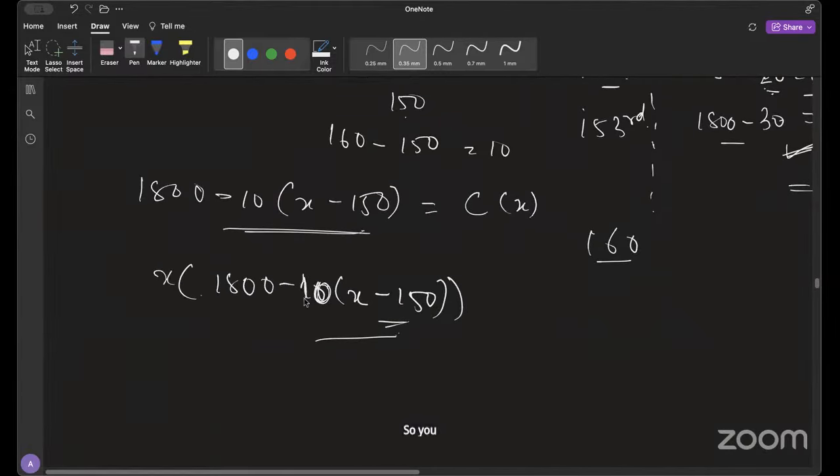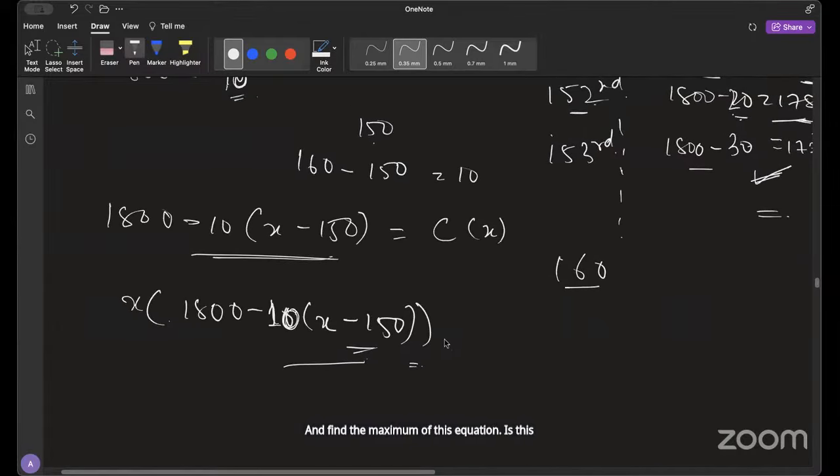So you just have to formulate the equation. That's all. And find the maximum of this equation. Is this clear to everyone?